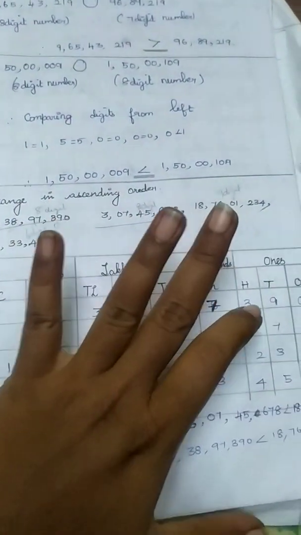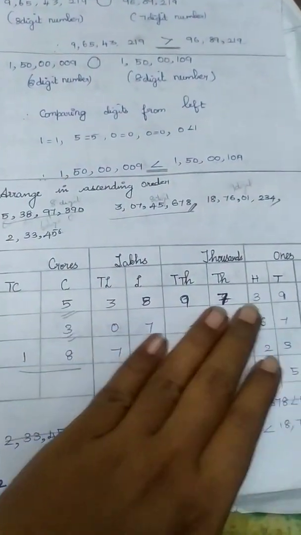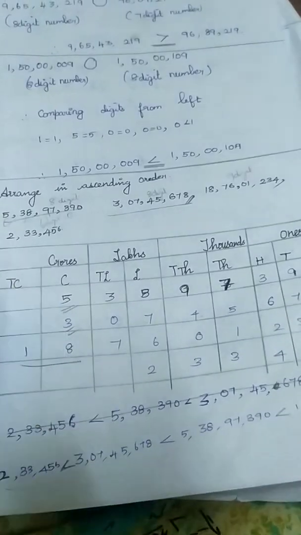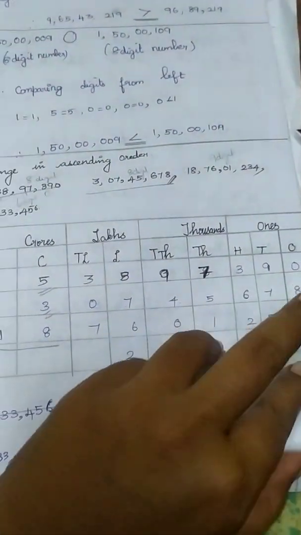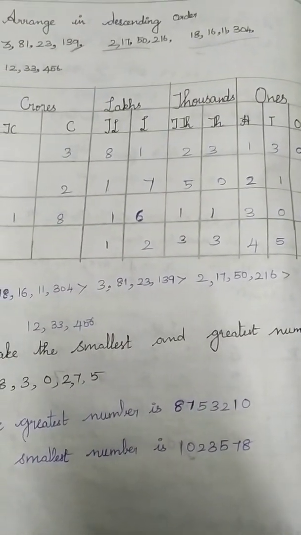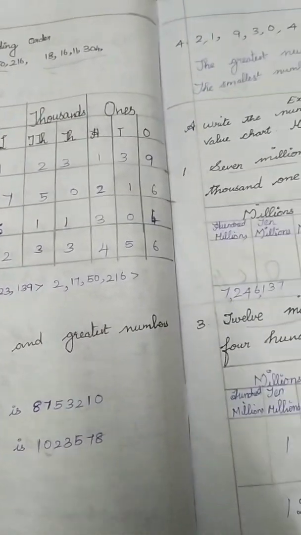After drawing the place value chart, you are going to write all the numbers in the place value chart. Then you are going to compare which number is smaller. Then you are going to write it in the ascending order. Arrange in descending order means writing from bigger number to smaller number.